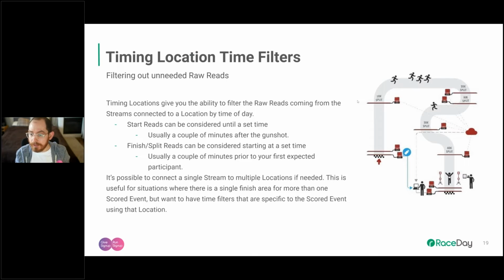This is really helpful if you have, let's say, a marathon in the morning and then a 5K in the afternoon, and you want to make sure that you have a set filter range that makes sense for the 5K and the marathon, but you're actually using the same reader. So you can say, I have a single start finish reader that is connected to two different locations, one called 5K start finish, one called half or marathon start finish. Each of those locations has its own set of filters. The stream itself can be connected to both.